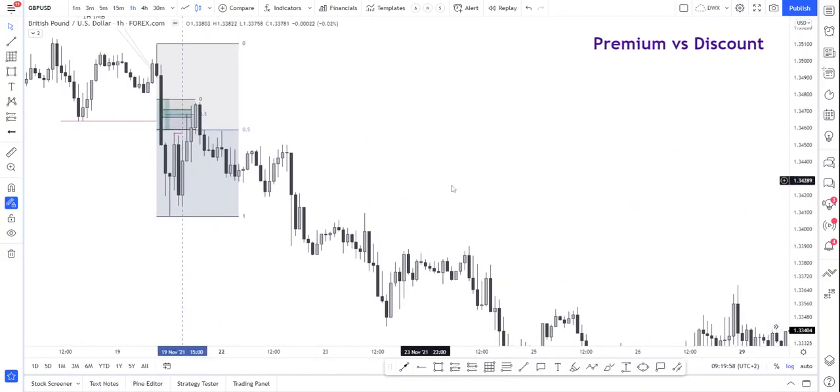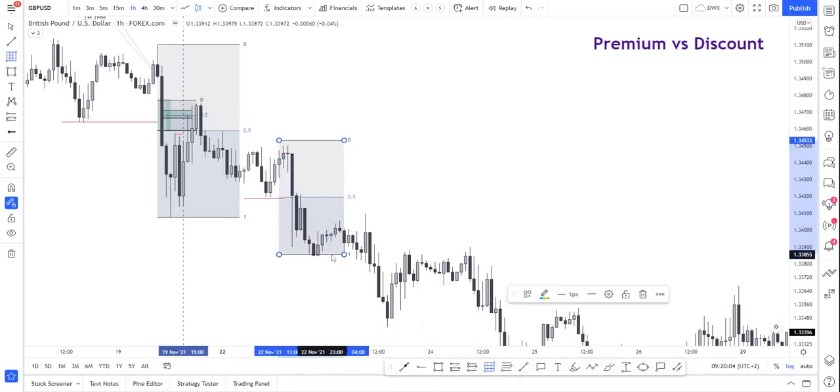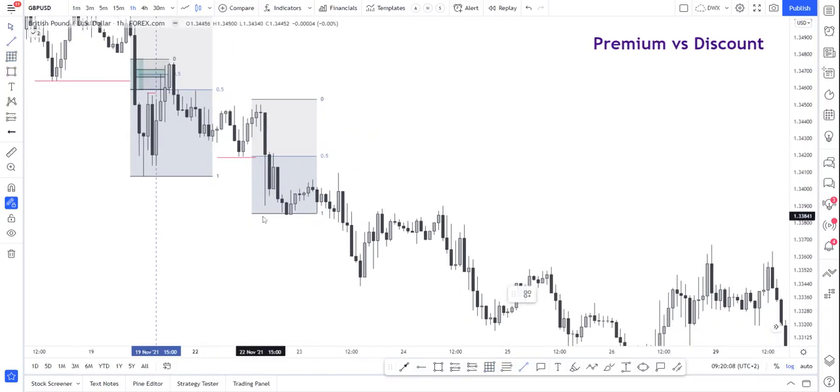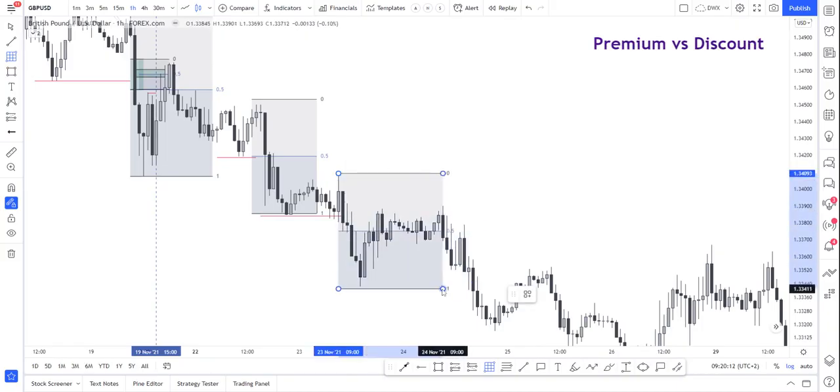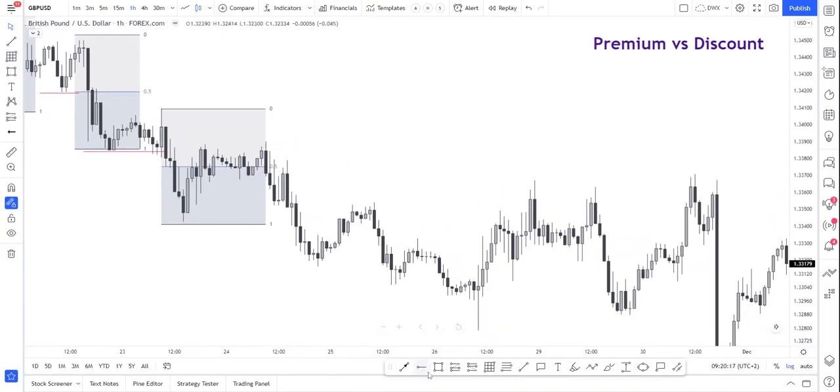So here we had another structure break, and we can plot this tool, and we can see in this case, price never came back up towards an area, and that's perfectly fine. That will happen. We had again a structure break. We can again plot this tool. And we can see this time price did come up into the premium. We had another structure break here as well.